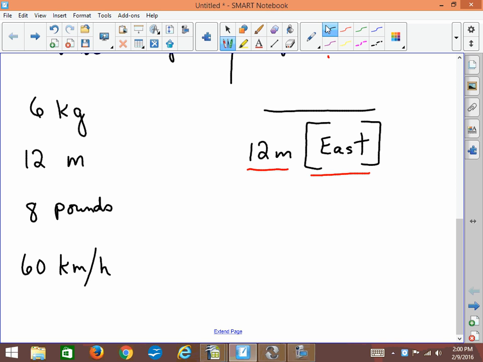8 pounds also cannot really be a vector because you can't have a direction for how much something weighs. It doesn't make sense, right? But 60 kilometers an hour could be a vector if you added a direction. You might say up.